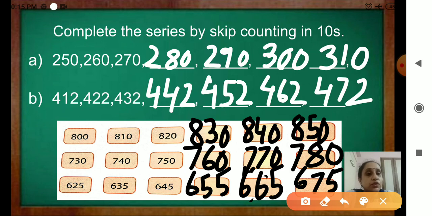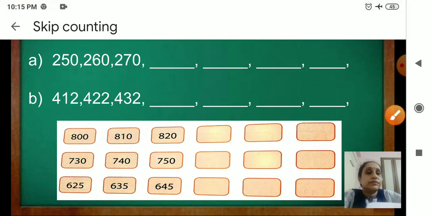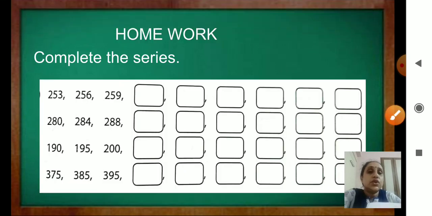You have understood how you will be doing the skip counting in 2s, 3s, 5s and 10s. Okay. Now this is your homework. Complete the series. Just look at the numbers, count on your fingers, then you will understand how many skip counting is there, what the numbers are, and you can complete it. Okay children, thank you. Bye.